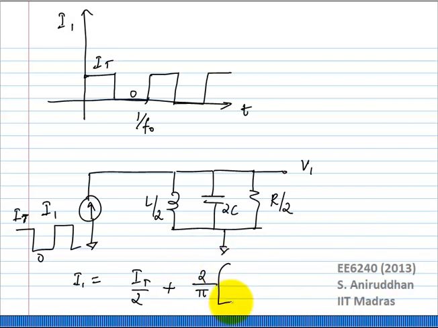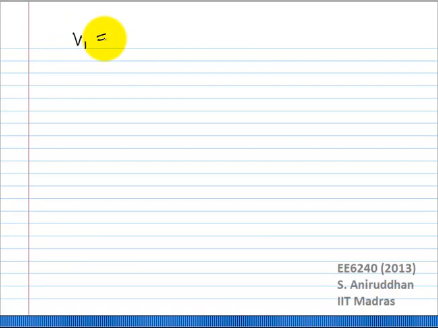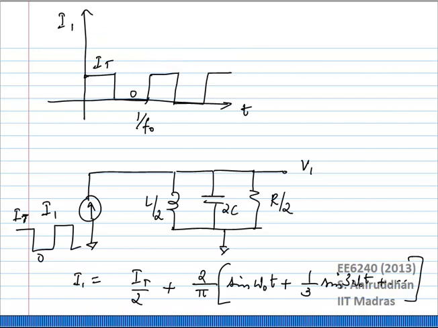Into, is this cos or sine? Sine omega naught t plus what? What is the next term? 1 by 3. This is your Fourier series for the current. Okay. Then what happens? So the fundamental that we are interested in, V1, is I1 of omega naught times R by 2. Right? We have R by 2 here. What is this? 2 by pi, sorry.